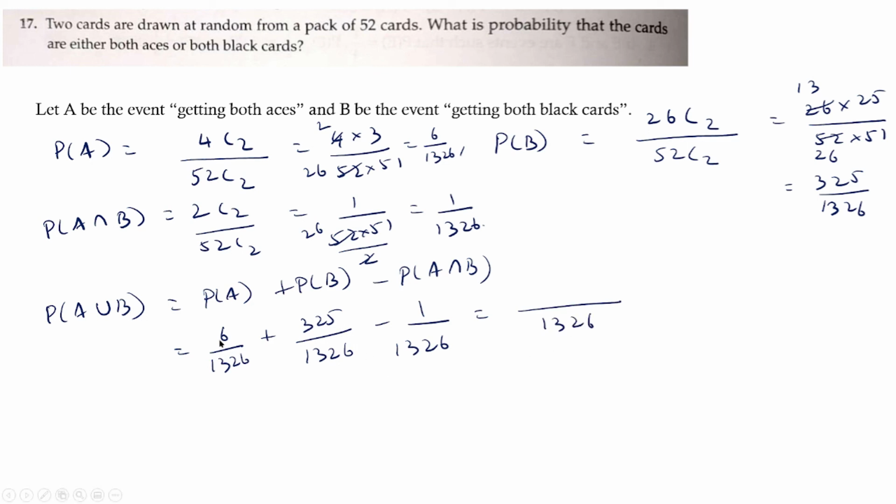So 325 plus 6 minus 1. So it is 330. Now this will go in 6. So it is 55 and here 221. So this is 55 upon 221. So the probability that the cards are either both aces or both black cards, it is equal to 55 upon 221.